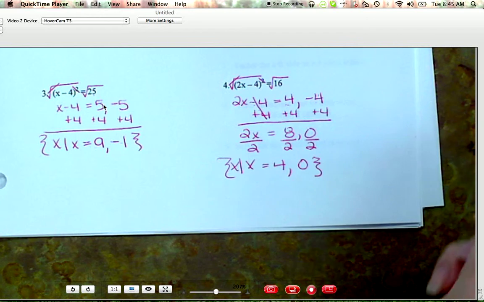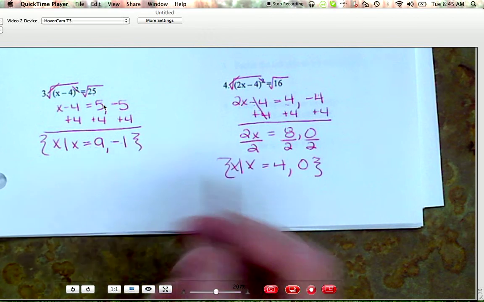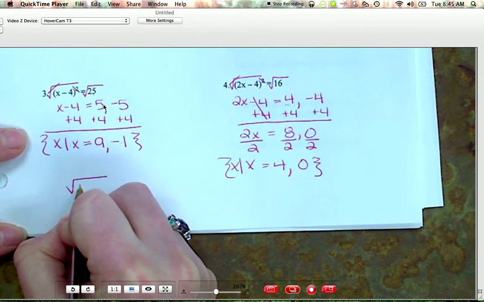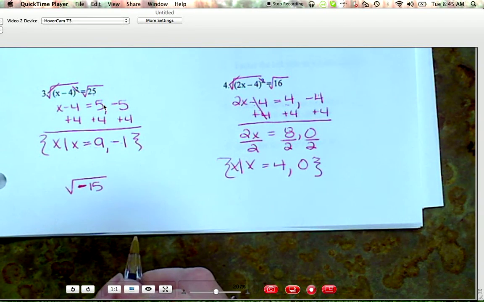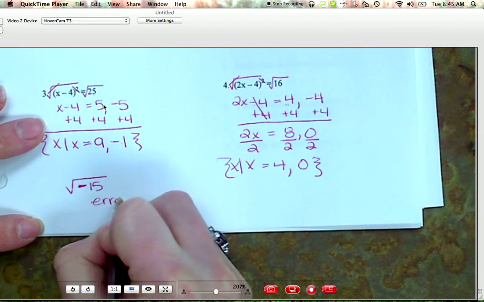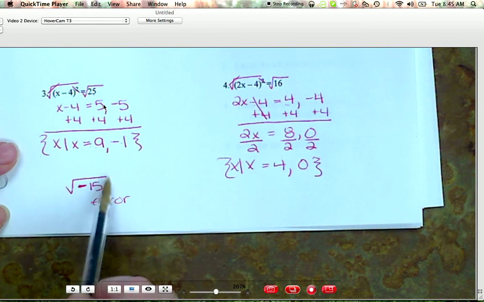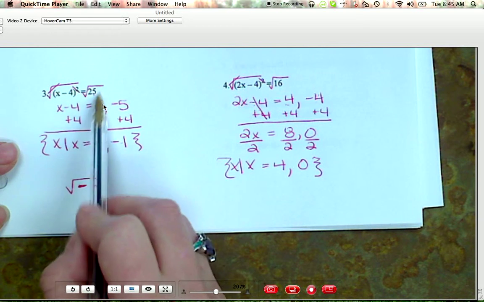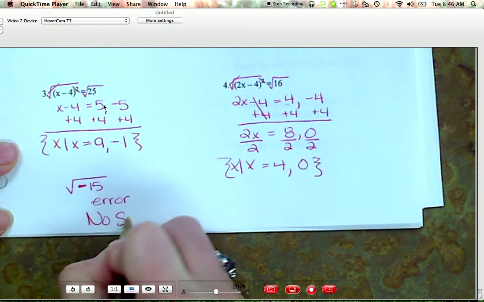One thing I do want to mention: if you try to take the square root of a negative number, say negative 15, and you put that in your calculator, it will tell you error because we cannot take the square root of a negative number. So if you're working through a problem, you take the square root, and for some reason this number over here is negative, then the answer is no solution.